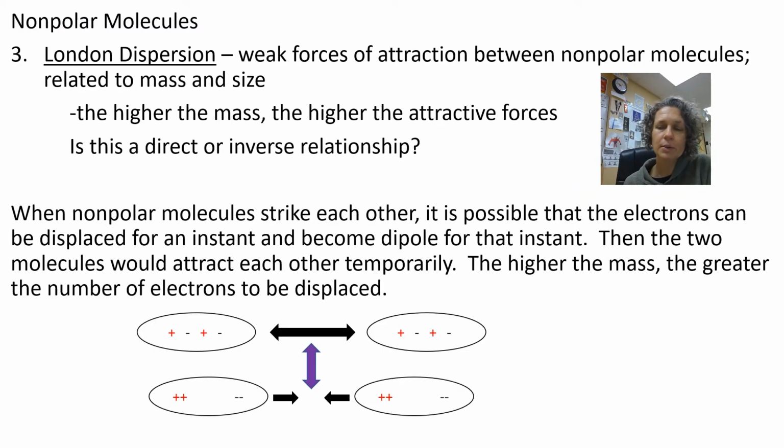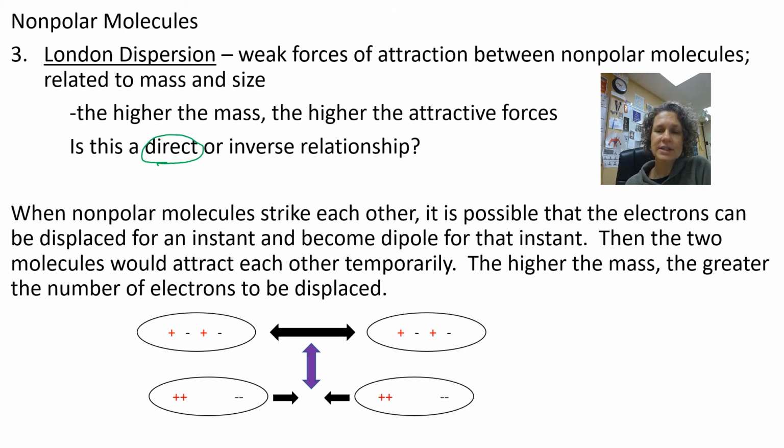And then for nonpolar molecules, we have what are called London dispersion forces. These are fairly weak forces of attraction between nonpolar molecules. The strength of the attraction has to do with the size and mass of the molecules themselves. The higher the mass, the higher the attractive forces. So my little question there: is this a direct or inverse relationship? Well, if the mass goes up, the force goes up, so that is a direct relationship.